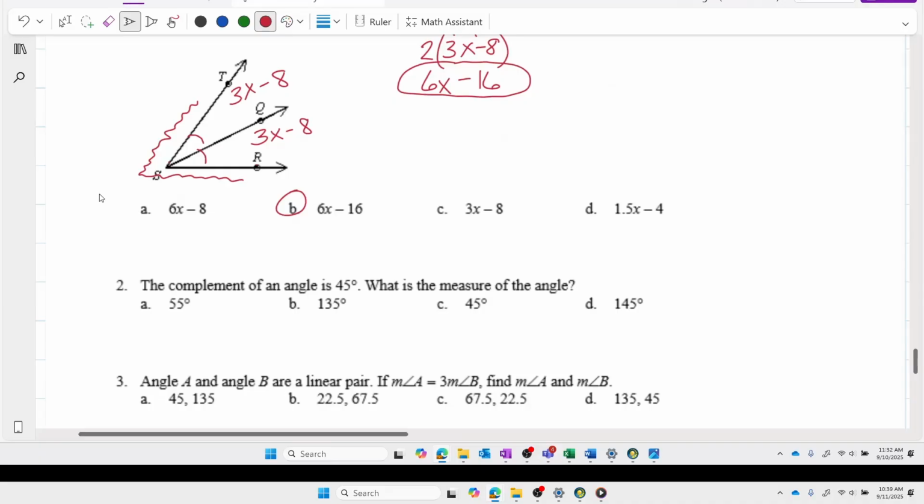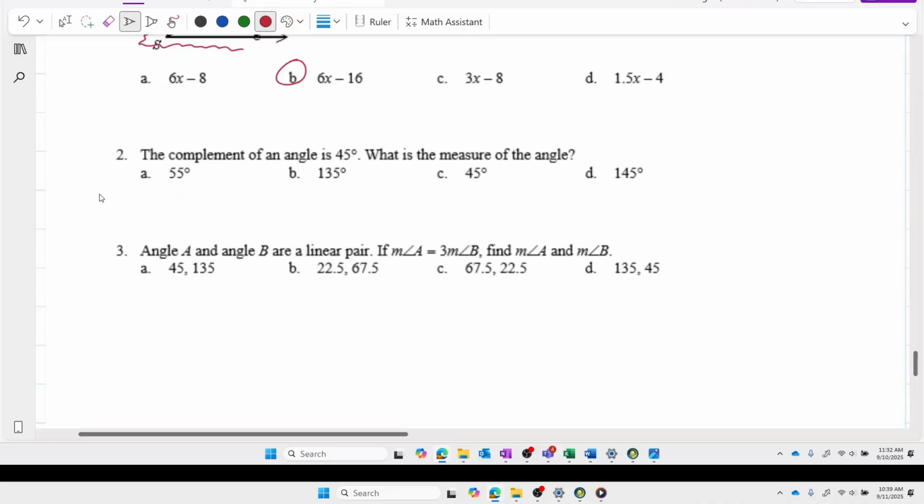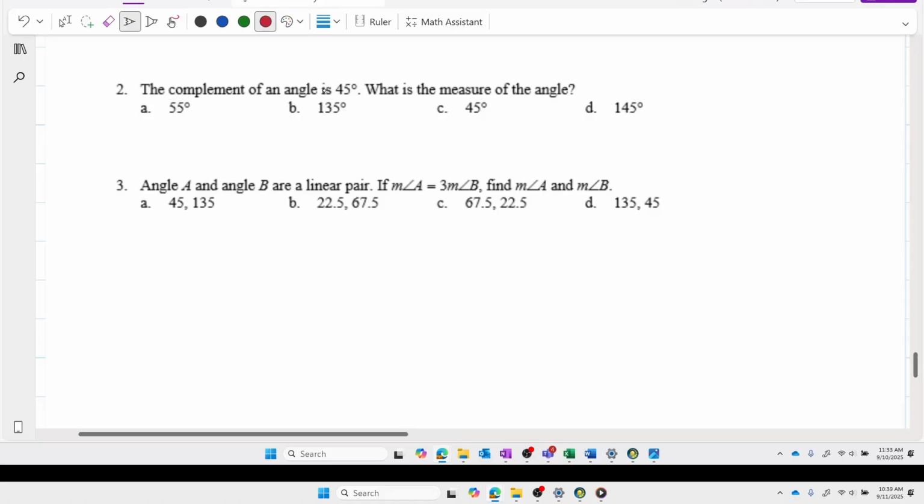Problem number 2. The complement of an angle is 45 degrees. What is the measure of the angle? Well, the angle is going to be equal to 90 minus 45. So the angle is going to be equal to 45 degrees. Complementary angles sum to 90. So if one of them is 45, the other is 45.